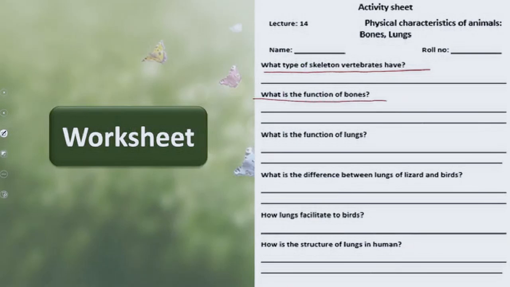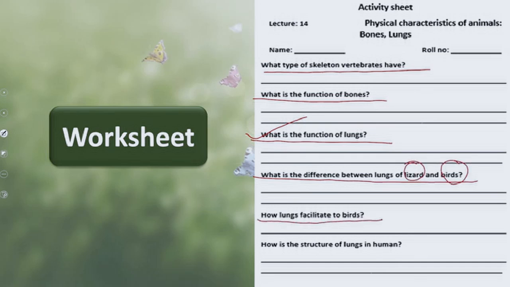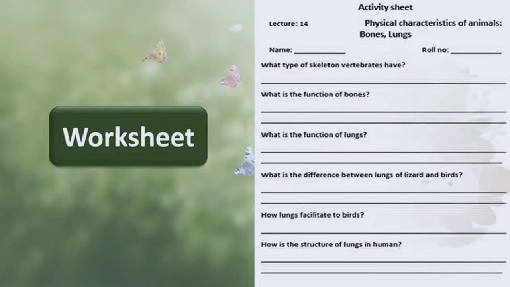What is the function of bones? They provide support to the body. What is the function of lungs? They help in breathing. What is the difference between lungs of lizard and birds? They have larger air spaces and they have multi-lobed lungs. How do lungs facilitate birds? They have multi-lobed lungs which help them in breathing when they are flying. How is the structure of lungs in humans? Humans have well-developed pair of lungs, and they have tiny air sacs which help in efficient breathing.